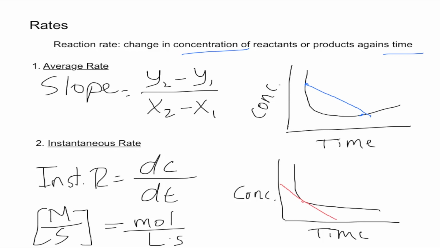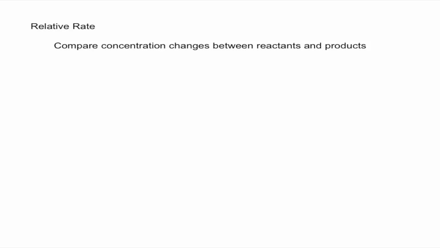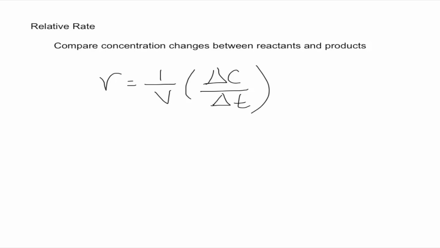A second aspect I wanted to talk about was relative rates. Relative rates are going to compare the concentration change between reactants and products. So they compare the change of concentration of a reactant with respect to the product. And the formula to find a relative rate is R for rate is 1 over V times the change in concentration over the change in time. So delta T is our change in time, and delta C is our change in concentration.